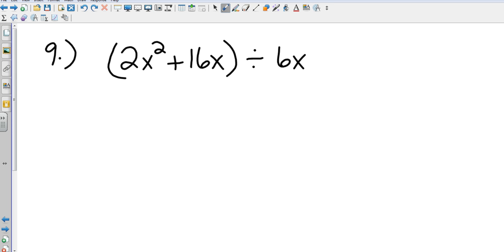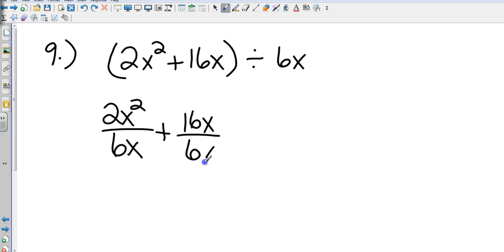All right, question number 9. Okay, now, as we talked about earlier, this is the one where I individually divide by 6x. So I'm going to take the 2x squared divided by 6x plus 16x divided by 6x. Okay, so the first step is to take the 2x squared and divide it by 6x. And then we're going to take the 16x and divide it by 6x. And then we'll see what we come up with.